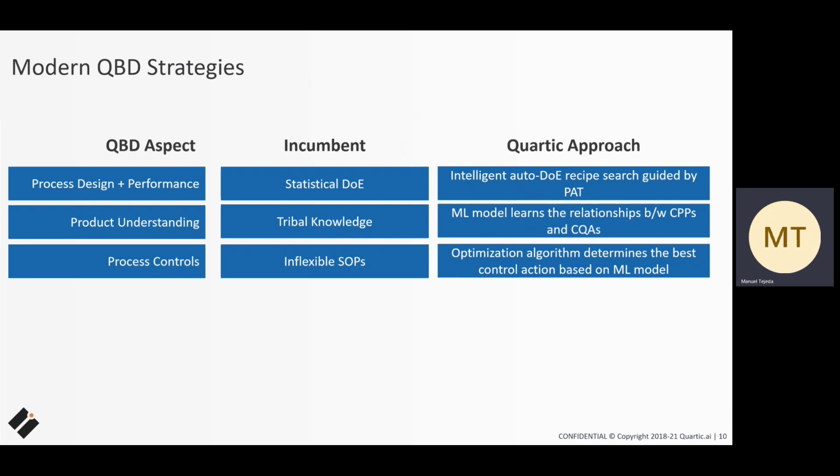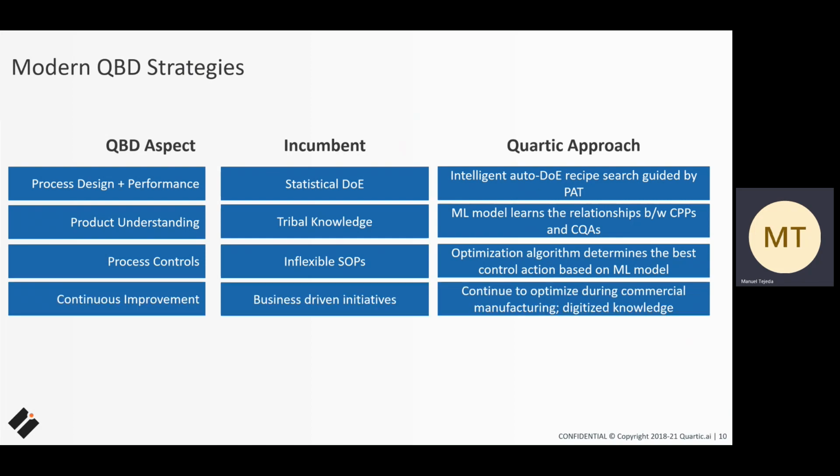Process controls. Currently, we look at a lot of inflexible SOPs. In the current framework, we have an optimization algorithm that determines the best control action based on that underlying machine learning model. So there's a process upset upstream. We can respond to that because we know that control space.